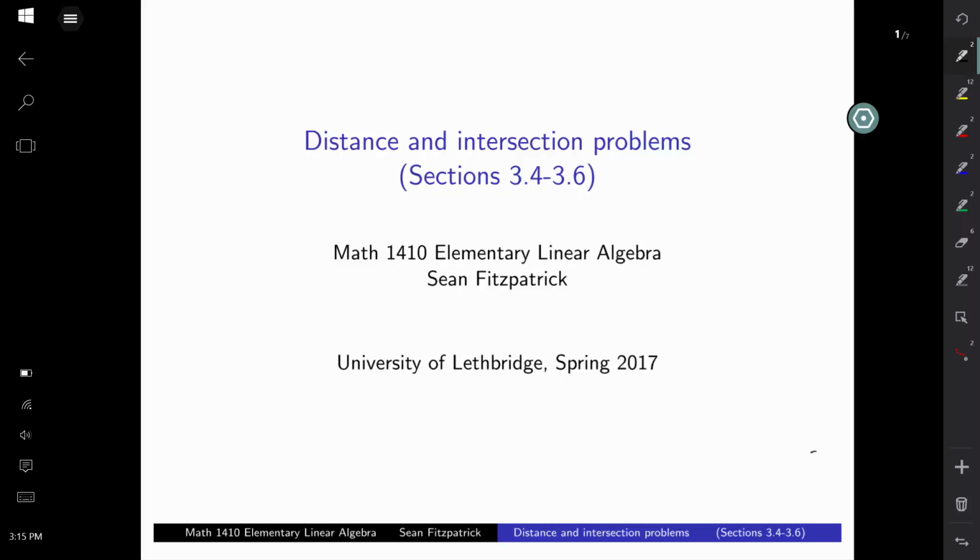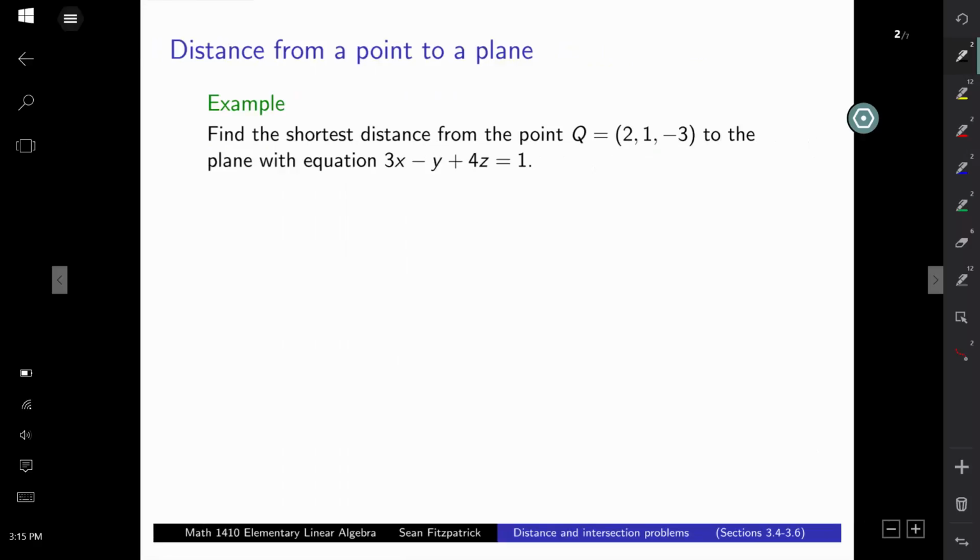Alright, so this will be our last video for chapter 3. These are going to be some problems involving distance and intersection. The intersection problems are mostly dealing with intersections of planes, or the intersection of a line with a plane. We've discussed intersections of lines in a previous video. So moving right in, here's our first problem.